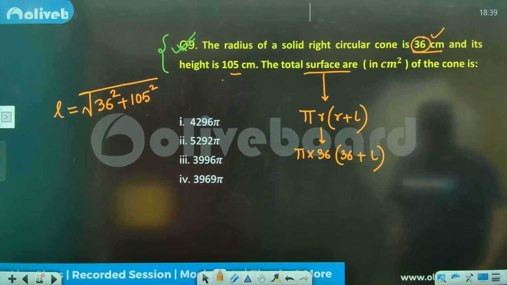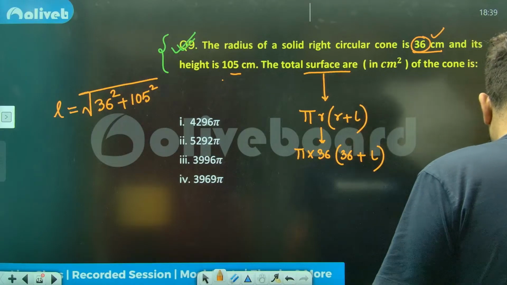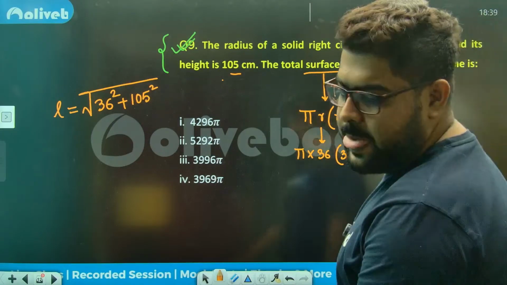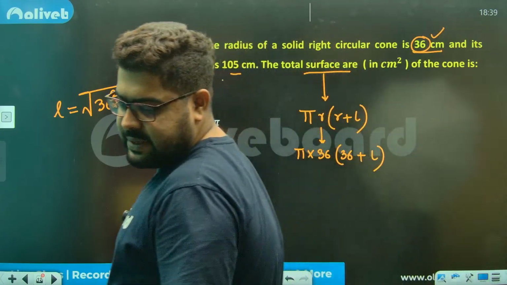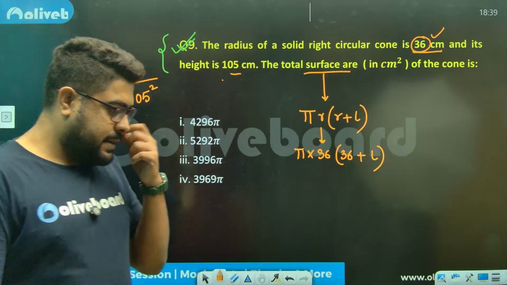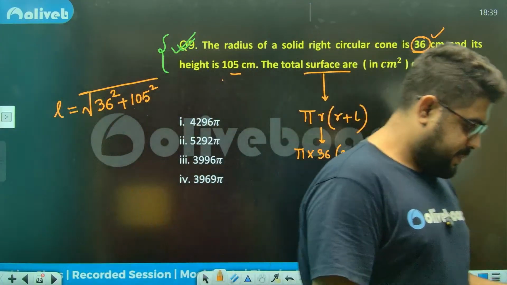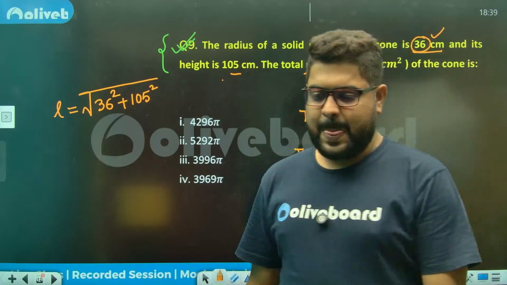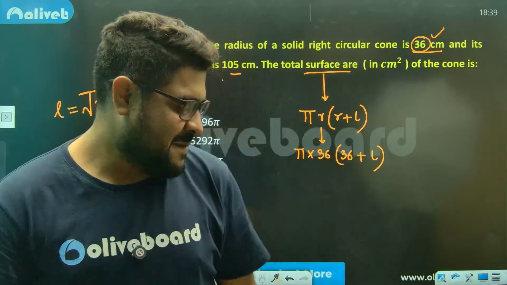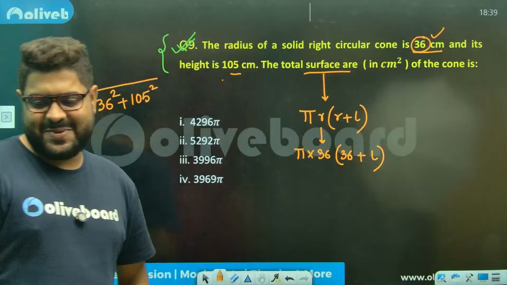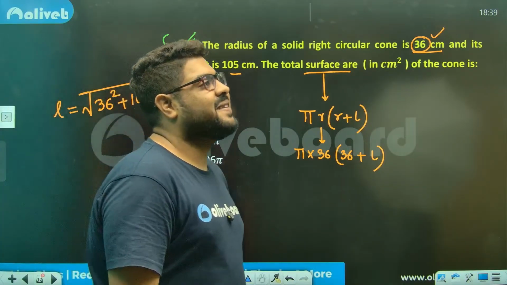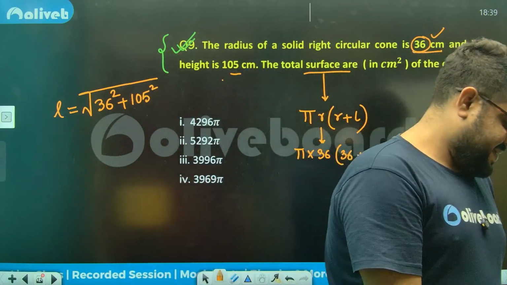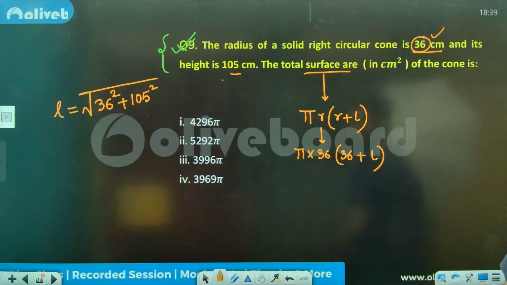Ritik, Panmay, Reena. What will that triplet be? Reena, Panmay, Ritik, what will be that value? Tell me, sir, tell me, what will it be? 1 1 1. Okay.